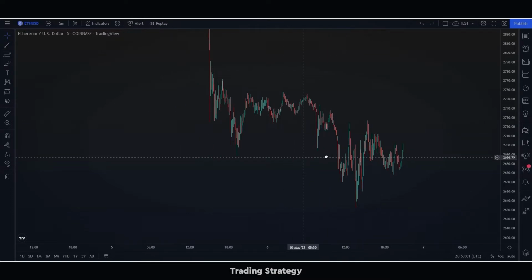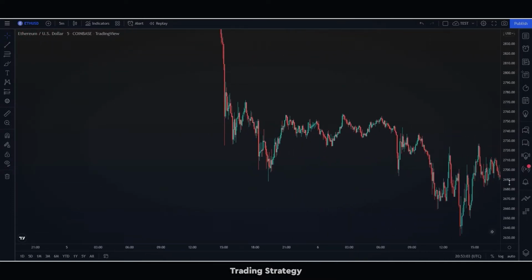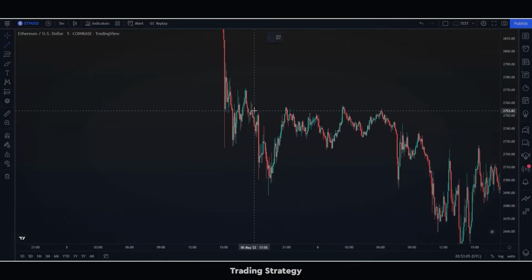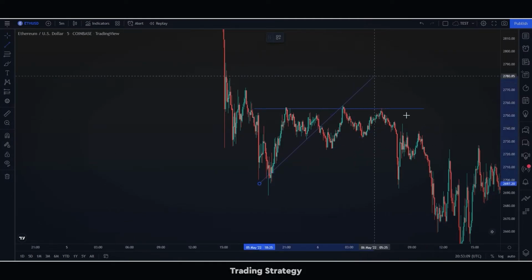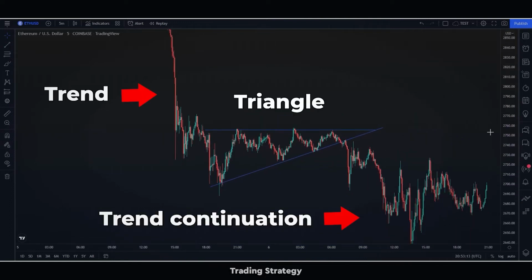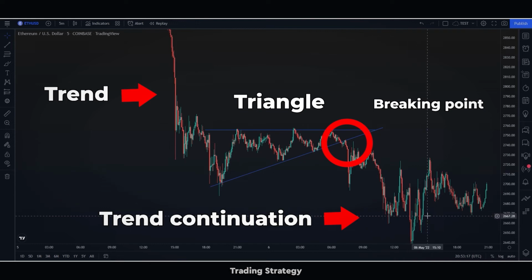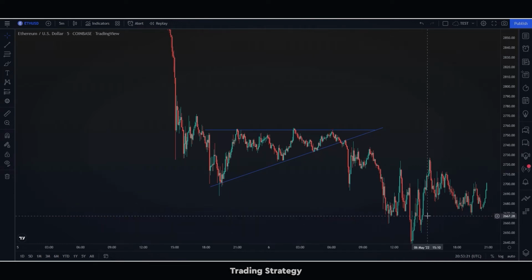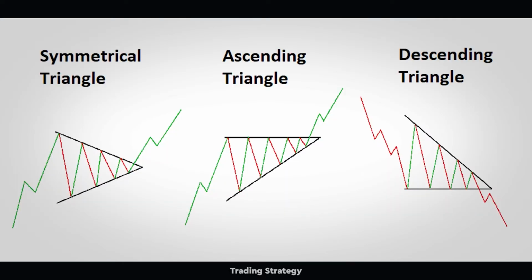In case you don't know what triangles are, it's really simple. Triangles are patterns that form on the candlestick chart that usually take place in the middle of the trend and usually indicate its continuation. Traders take advantage of this to get an idea of the price movement through the breakout point, which becomes a trade entry signal. There are many types of triangles, like these 3 here. The important thing is that generally these triangles continue the trend.